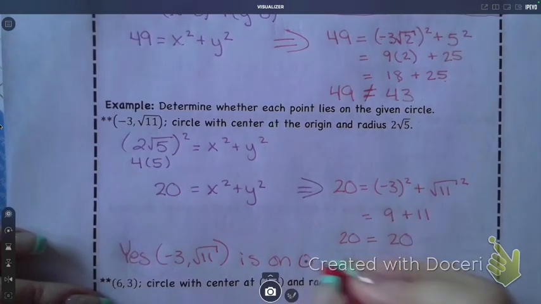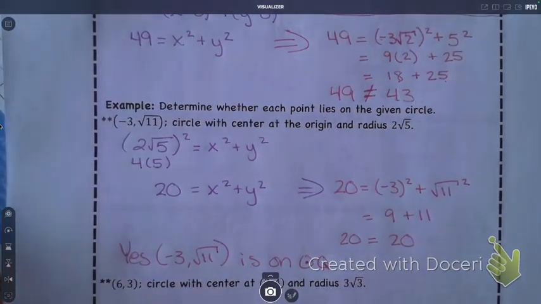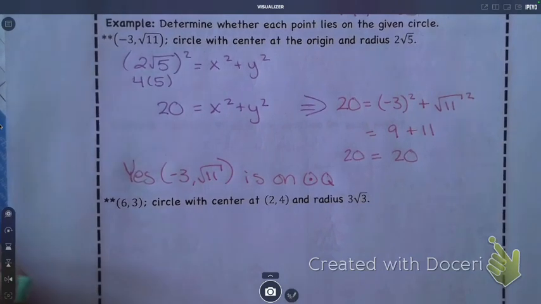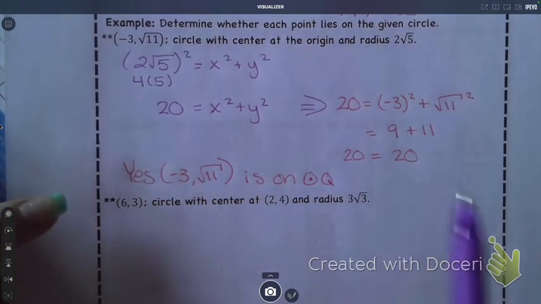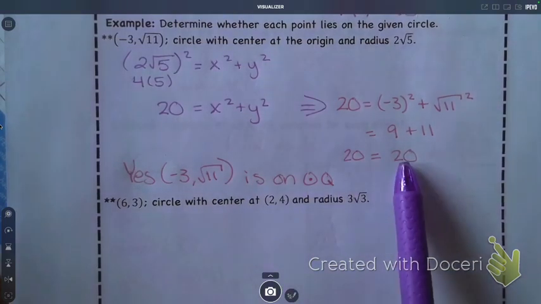I'm going to still name it Circle Q, so I don't have to write out more words. Yeah, just do that one. We'll do the next one together. So does this one lie on Circle Q if we name it Circle Q again? Yes, because 20 equals 20.